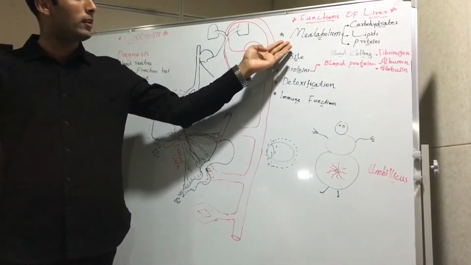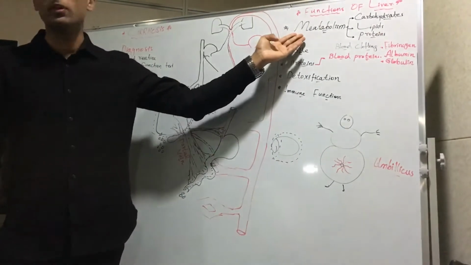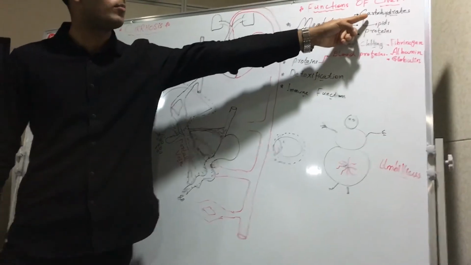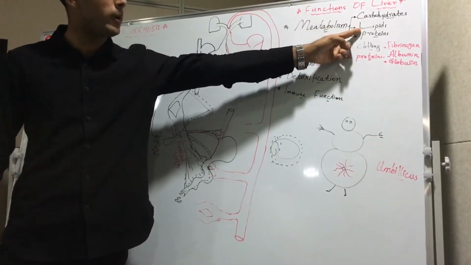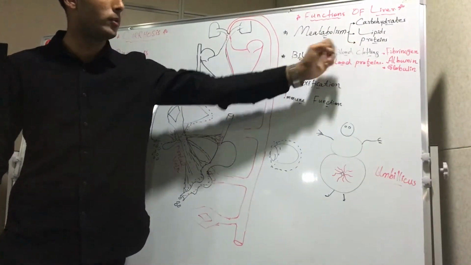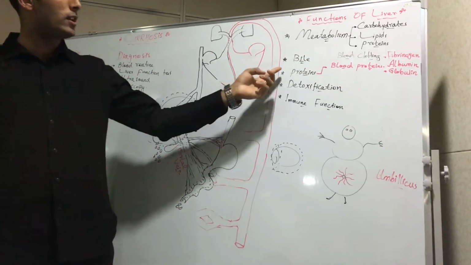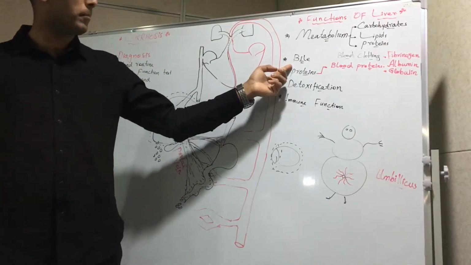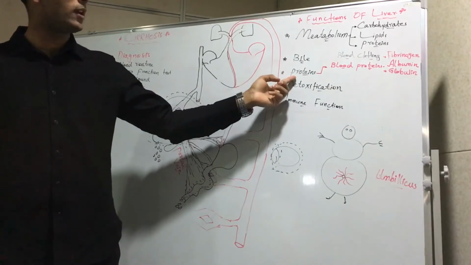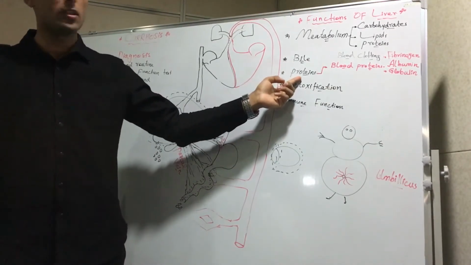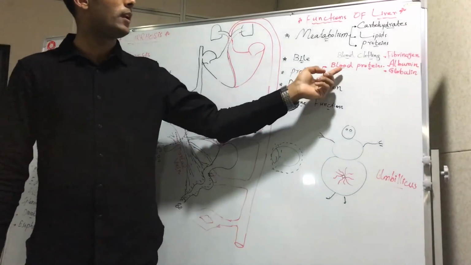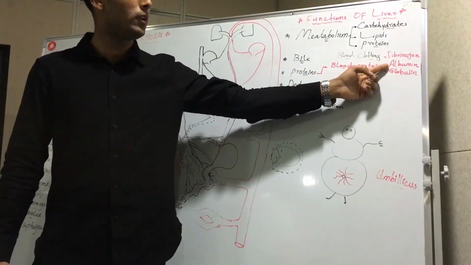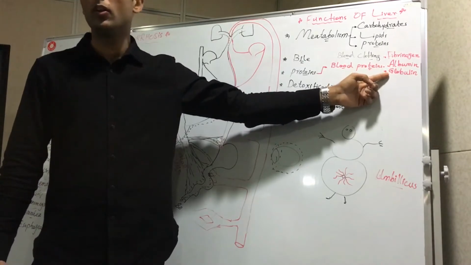The most important and number one function of the liver is metabolism. Metabolism of what? Carbohydrates, lipids, and proteins. Then another function of the liver is that it produces bile. It also produces different types of protein, for example, blood proteins, including fibrinogen, albumin, and globulin.